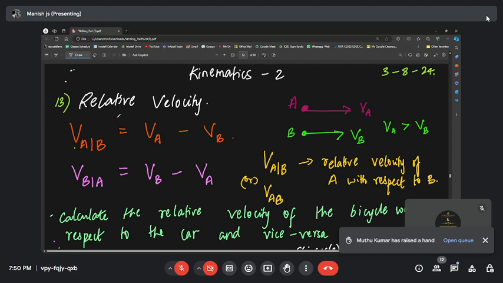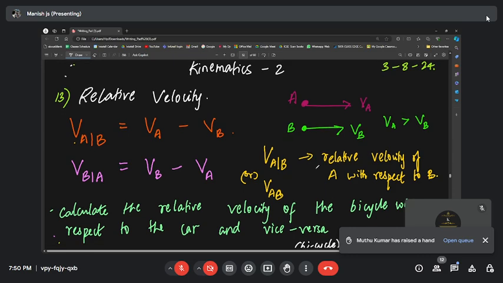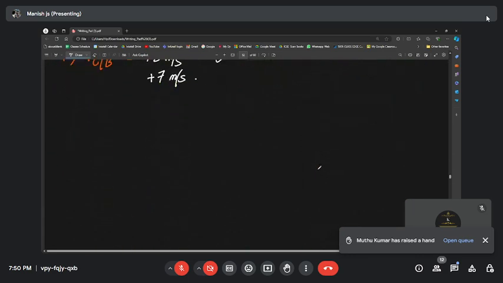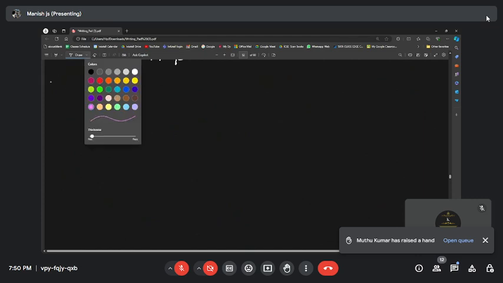Okay, so relative velocity is the concept that we are seeing. Here you try to find out the velocity of one object with respect to the other. So that is what is called relative velocity. Now we are moving on to the next aspect, when objects are moving in the opposite direction. So we'll see that.